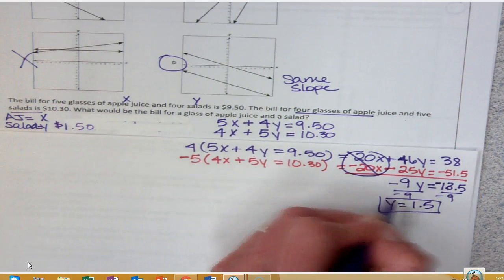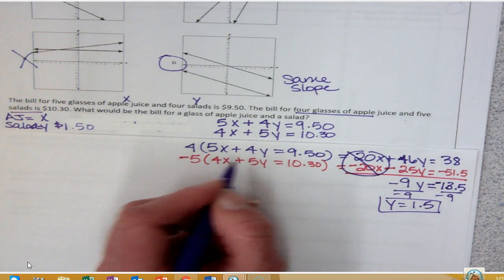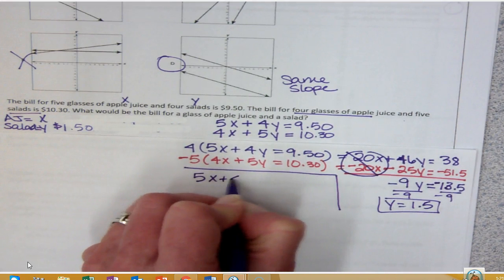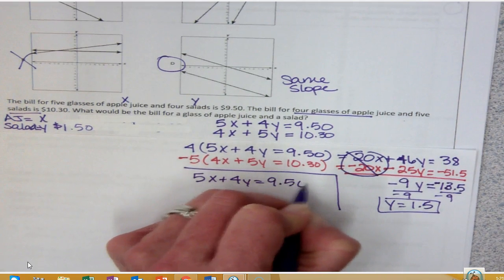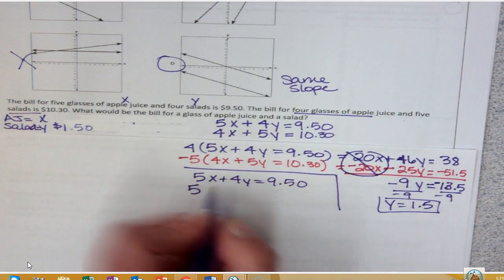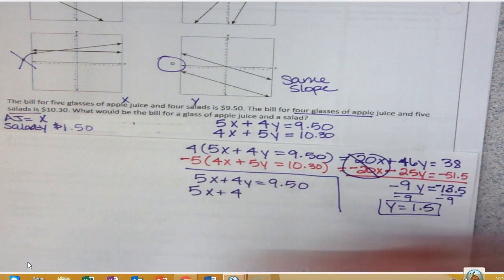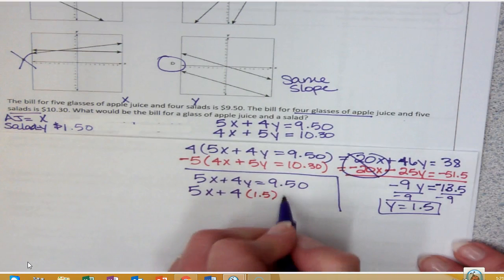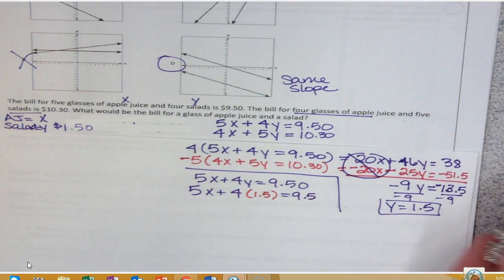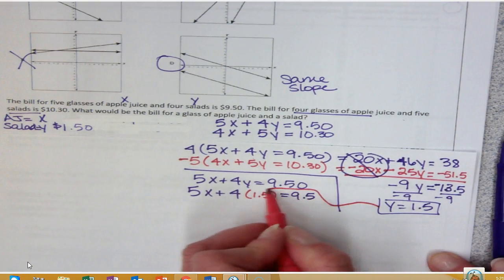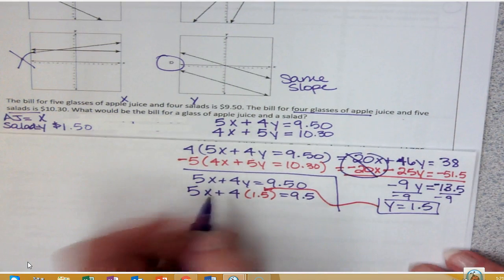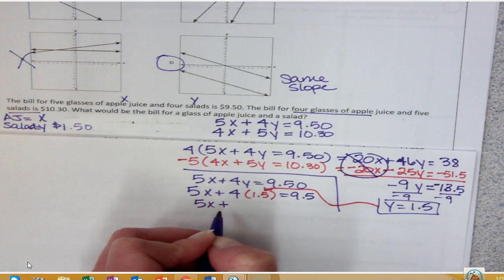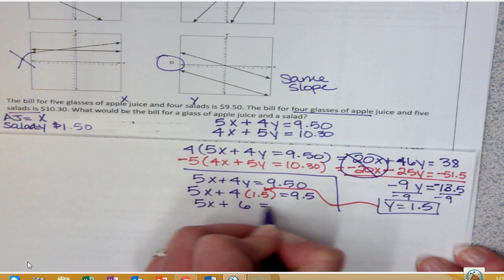Then I plug this back into my equation to find out what the cost of apple juice is. I can take any equation. Let's just take 5x plus 4y equals 9.50. And I can plug my y in. 5x plus 4 times $1.50 equals 9.5. I'm basically just substituting this in for my y. And then I get 5x plus 4 times 1.5, which equals 6, equals 9.5.